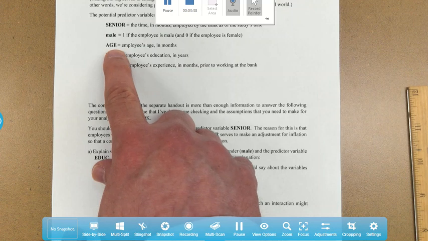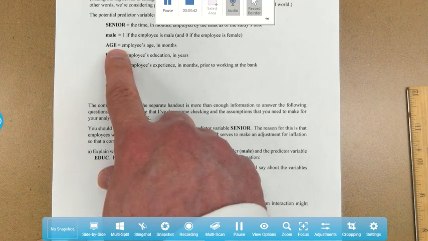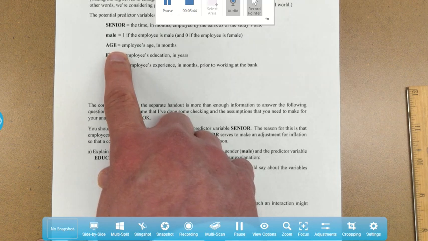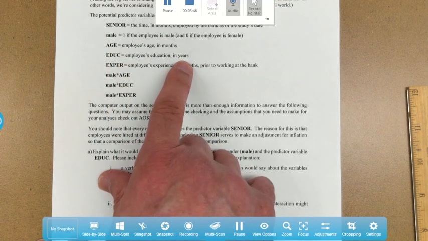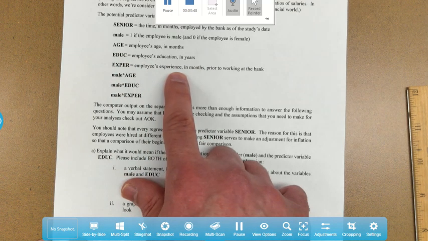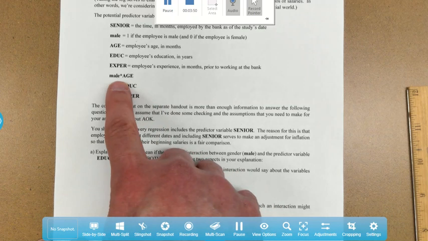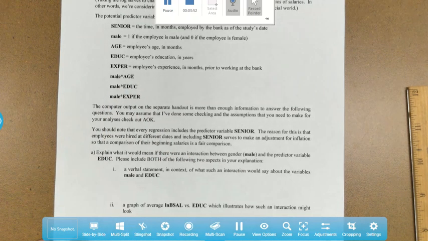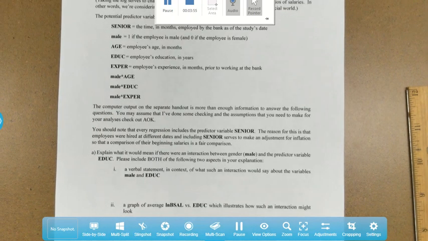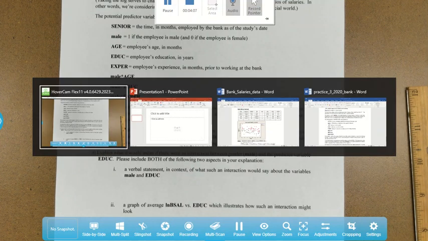Age, I suppose in months, we'll say that's quantitative. I don't think we want to split it up into 144,000 different months. We'll say the same thing for education in years. Experience, again, is quantitative. And then you have male times age, these interaction terms that we talk about in the chapter on two-way analysis of variance, on pages 157 to 165. So that's one thing: we want to make sure we know what type of data we have. Now let's take a look at the data itself.